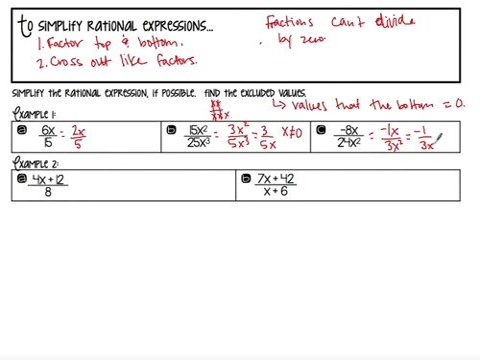So just like on the last one, we've got to figure out what would make the bottom of that fraction 0. And so the only thing I could plug in for x that would give me 0 on the bottom would be if I plugged in a 0 for x. And so that means that my excluded value would be 0. So x cannot equal 0. This means that x can literally be any other number. The only number it can't be is 0.